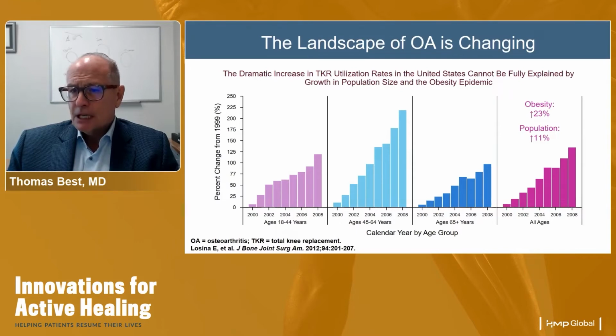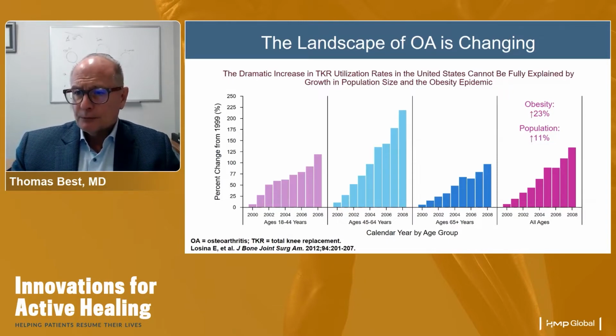data. And as you can see here from this slide, importantly, is the fact that what we can't explain by simply looking at obesity and population growth is this dramatic increase in the incidence of osteoarthritis of the knee. Most significantly, as I mentioned earlier, in a much younger population. And as you can see here, at least in this particular study, it was in the ages 45 to 64.